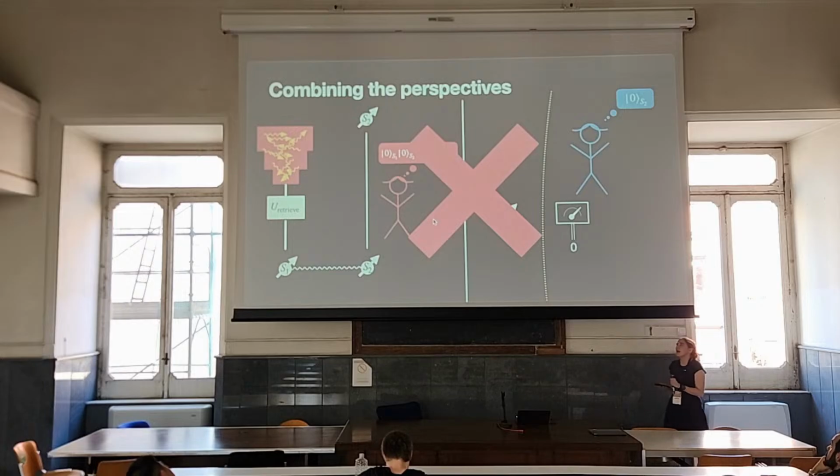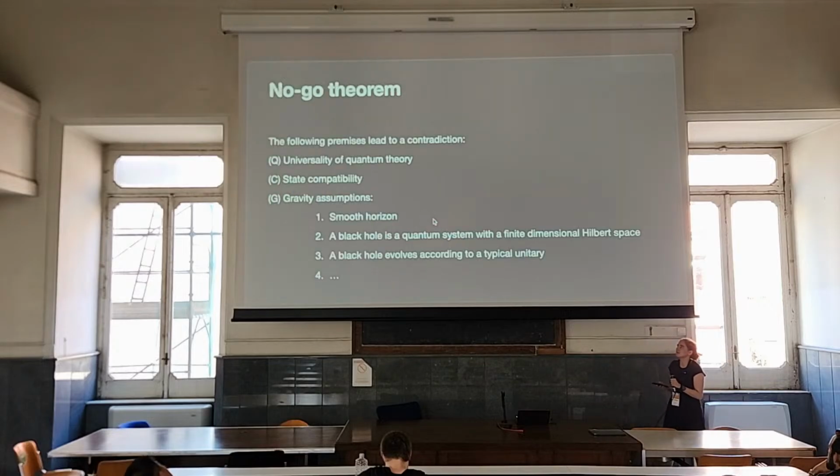And now we can formalize what I announced before. We can make this into a no-go theorem. So we can say, okay, the following premises are incompatible. Quantum theory is universal. Here I used it, and I want to stress this, in two different ways. We said quantum theory is universal in that it can be applied to even strange objects like black holes. It's also universal in the sense that even if you are falling into a black hole, you can still apply it. The last premise that we use is that we want states of different observers to be compatible. And we use various gravity assumptions.